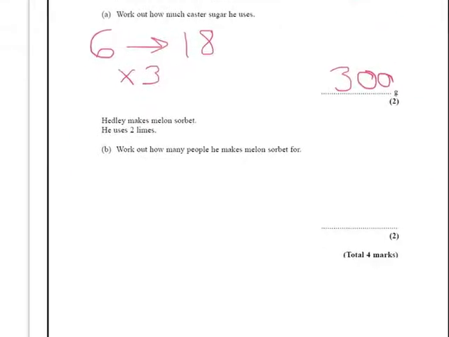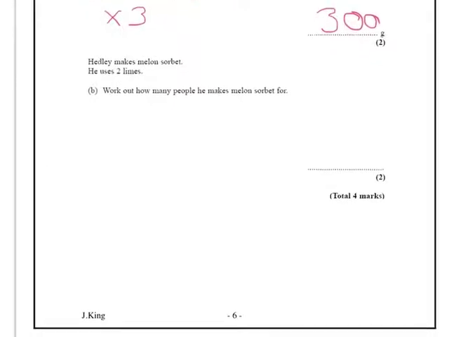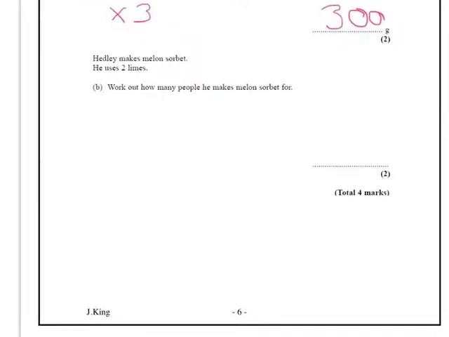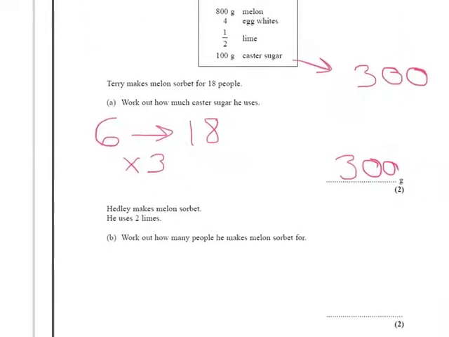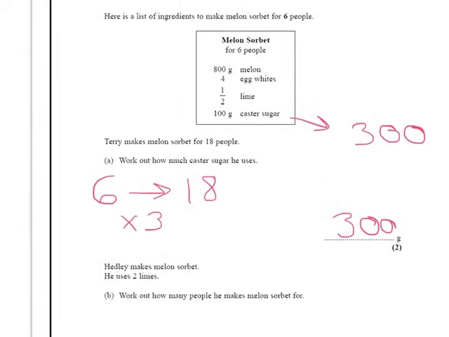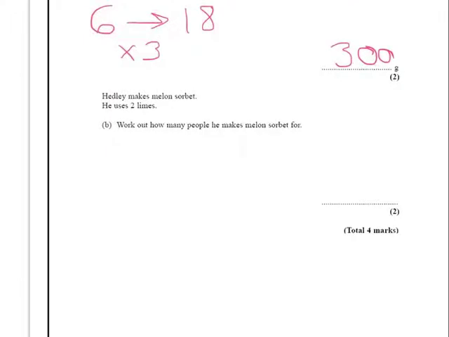Okay, moving on. Headley makes melon sorbet as well. He uses 2 limes. How many people is he making the melon sorbet for? Well, we can look at the original recipe for 6 people, and we've got half a lime. So we're going to write down half a lime, and that's going to be scaled up, or mapped, to 2 limes.